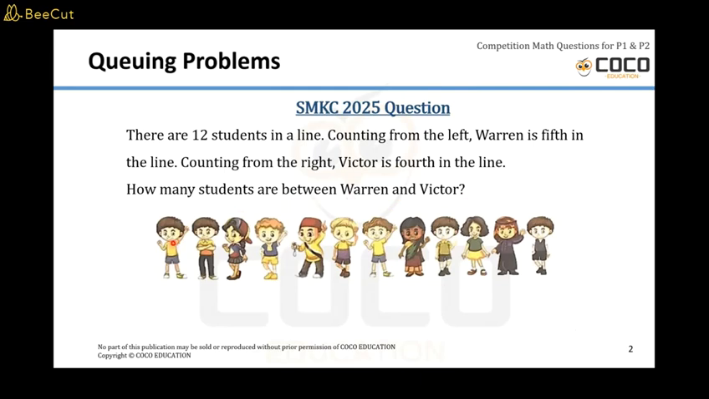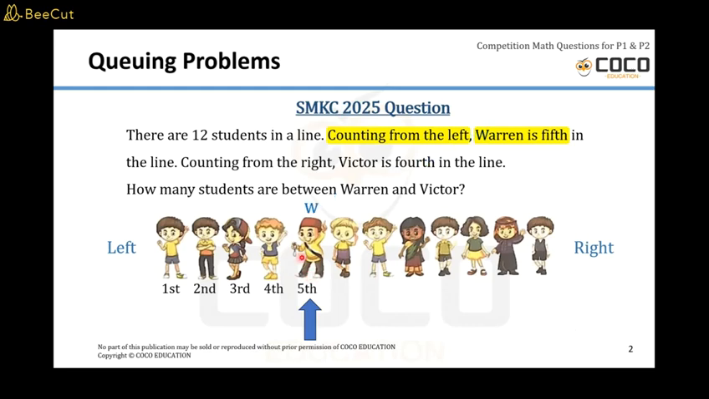So many students are here. We got to find out who is Warren, who is Victor. So let's look at the clues here. Counting from the left, Warren is fifth. So we got to find out where is left and where is right. So here is left, which means the other side will be right. Okay, so let's start to count. First, second, third, fourth, fifth, which means this person over here is Warren.